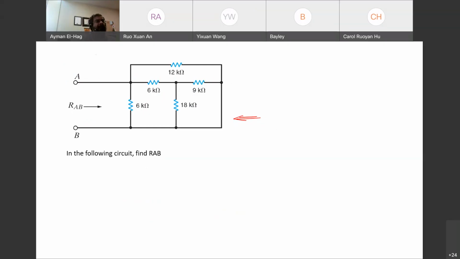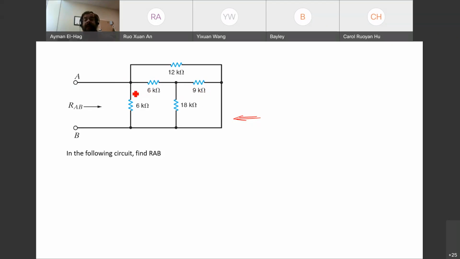Okay, how to tell if they are in series? They are in series if 2 elements share one node and nothing else shares the same node. And when you look here, you will see that there is nothing connected in series, nothing at all. No connections in series whatsoever. For example, this node has 1, 2, 3 elements. If the 18 kilo ohm was not there, then the 6 and the 9 would be in series. So nothing connected in series.